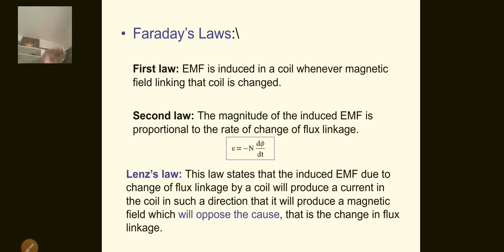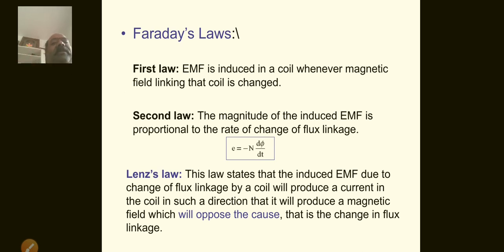Already know Lenz's law. What is Lenz's law actually? Lenz's law states that the induced EMF due to the change of flux linkage in a coil will produce a current in the coil in such a direction that the magnetic field it produces will oppose the cause, that is, the change in the flux linkage. That means both will be in opposite directions to each other. So this frames Lenz's law.